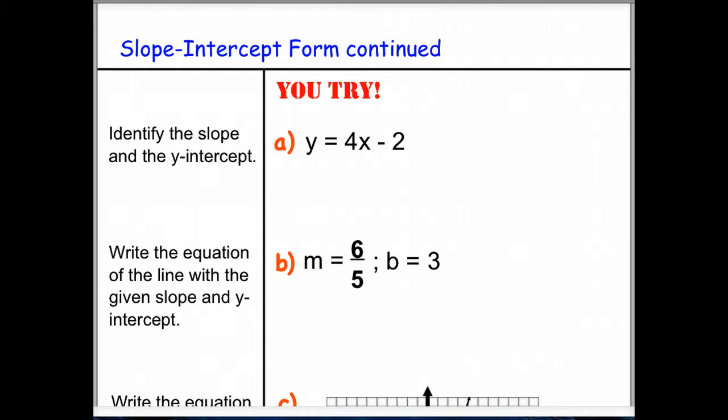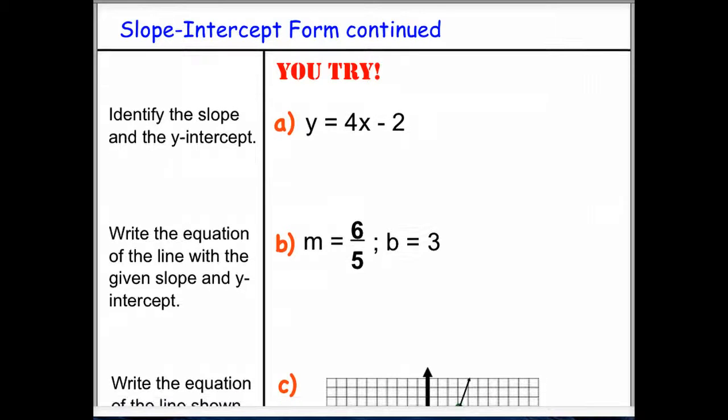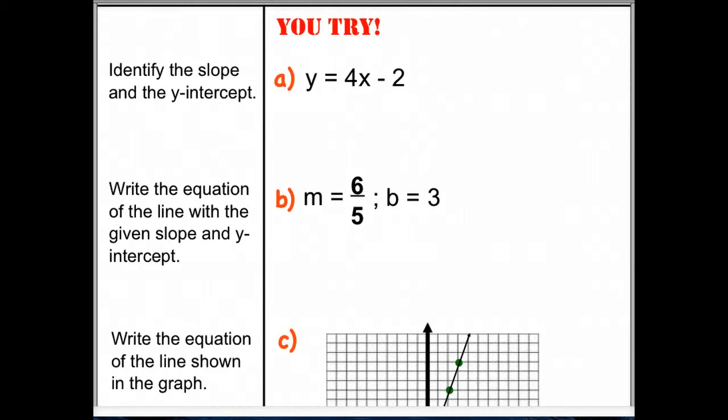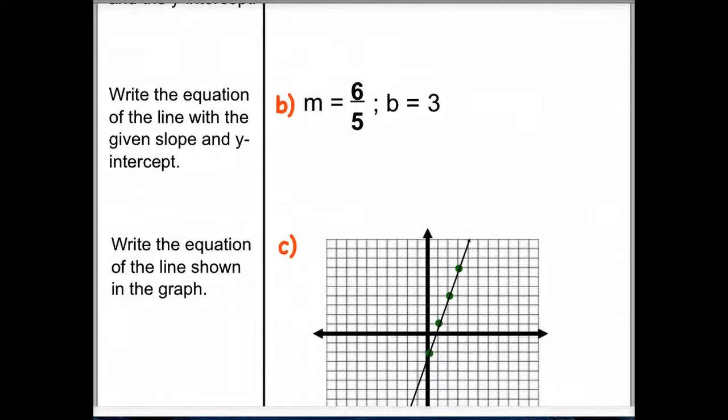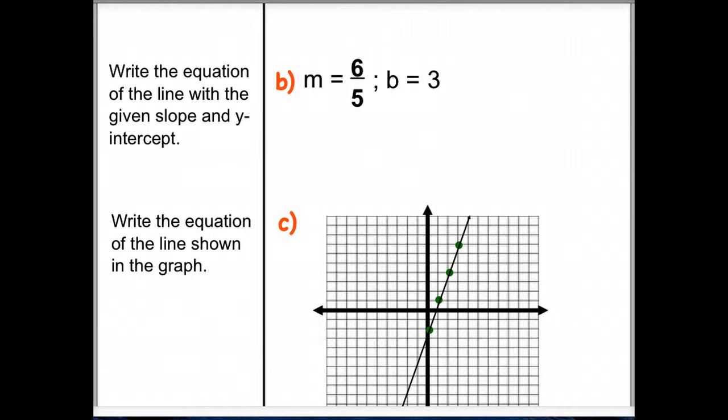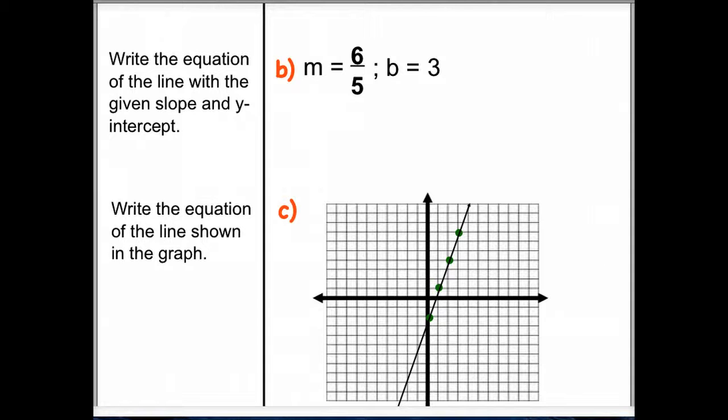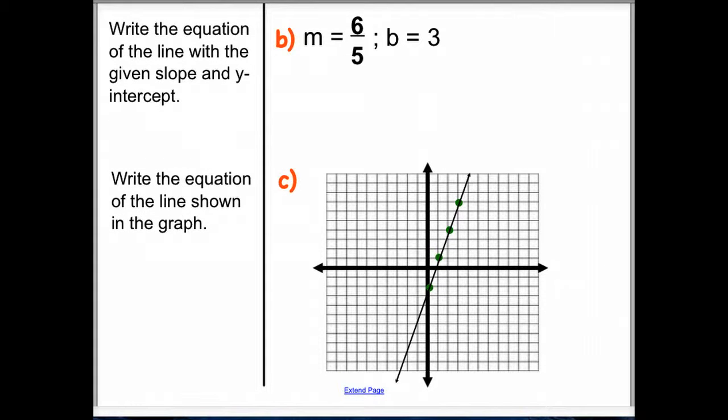And now it's your turn to try all of the different ways we found the equation of the line. You're going to identify the slope and the y-intercept from the equation, and then we're going to do the reverse of that. Given the slope and the y-intercept, write the equation. Then you're going to write the equation of the line shown in the graph. Good luck!